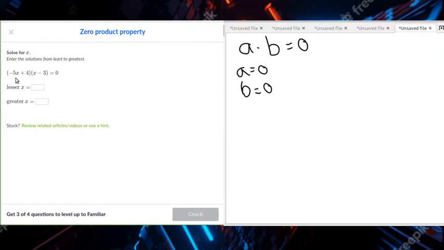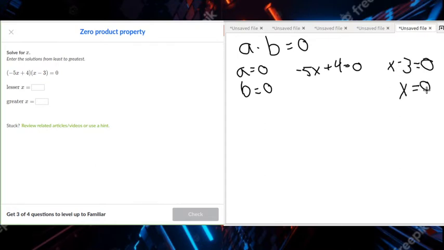So we can see here we have negative 5x plus 4 times x minus 3 equals 0. So this is kind of like our A, and this is kind of like our B. So I know that this is 0 or that is 0, or maybe both are 0. So I'm going to solve for both. I'm going to split this up into negative 5x plus 4 can be 0, or x minus 3 can be 0.